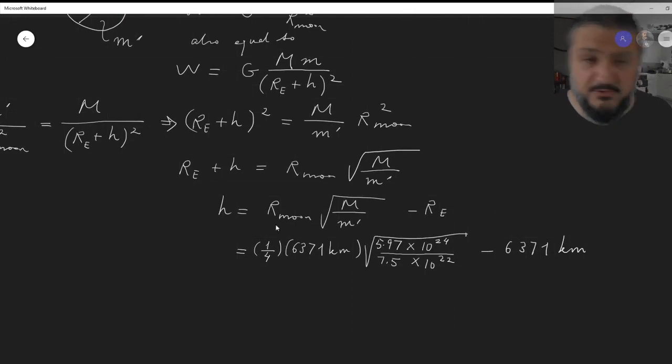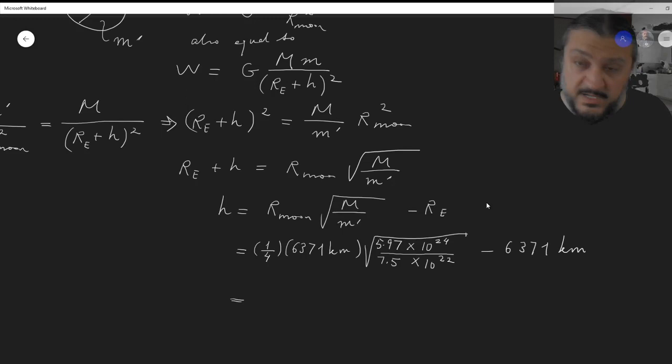I mean, I could look up the radius of the moon as well. It's probably not exactly a quarter of Earth's radius, but it's okay. Doesn't matter. Let's write 5.97 as 597 and divide it by 7.5, which gives 79.6. Take the square root of that number, 8.9, times 6371 divided by 4.